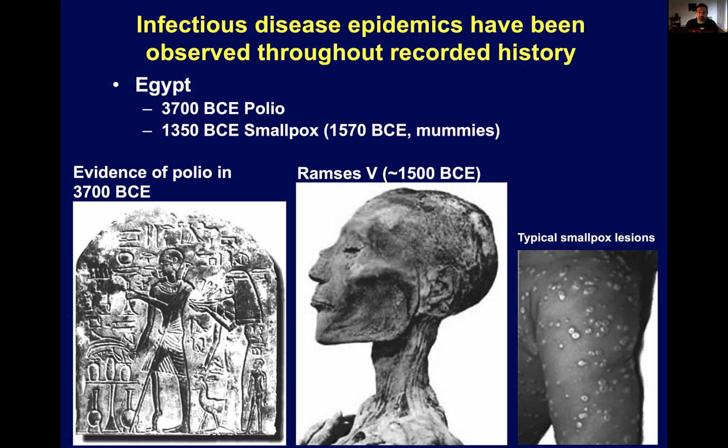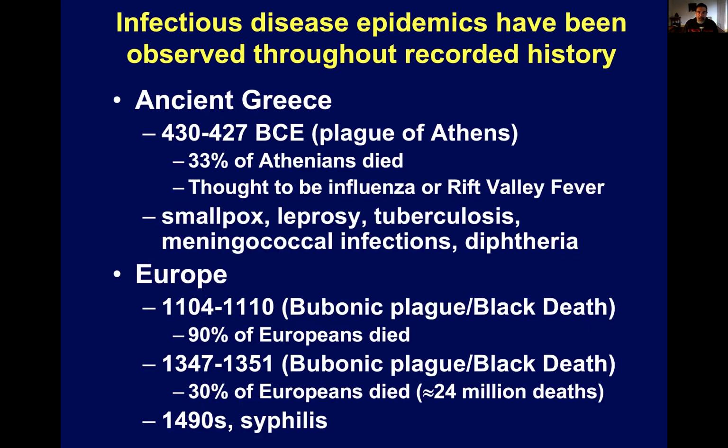Infectious disease and associated epidemics have occurred throughout recorded history. Here you can see evidence of polio from Egyptian hieroglyphs as early as 3700 BCE, and also evidence of smallpox on the mummified remains of Ramses V. In ancient Greece, the plague of Athens killed 33% of the population. It was thought to be due to influenza or Rift Valley fever.